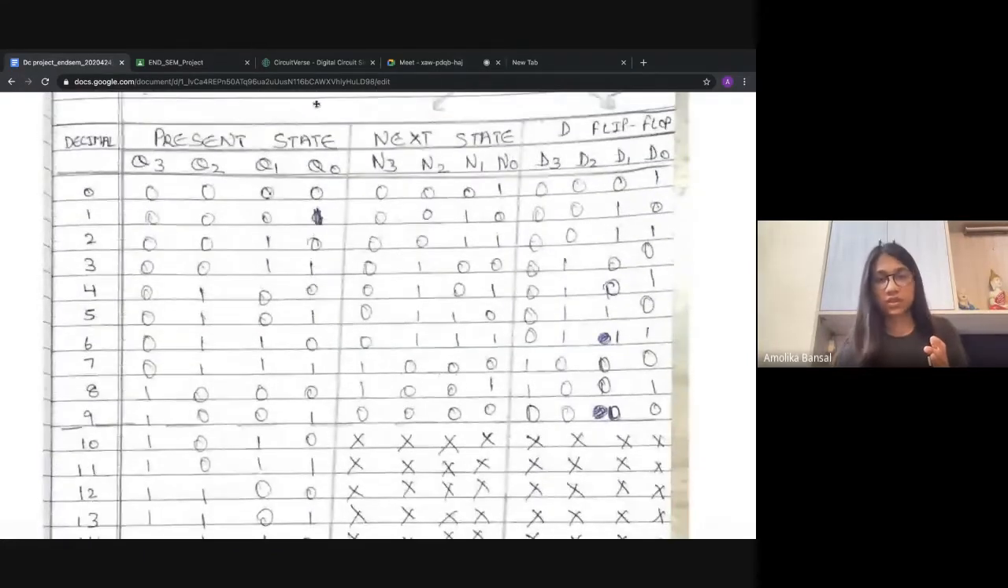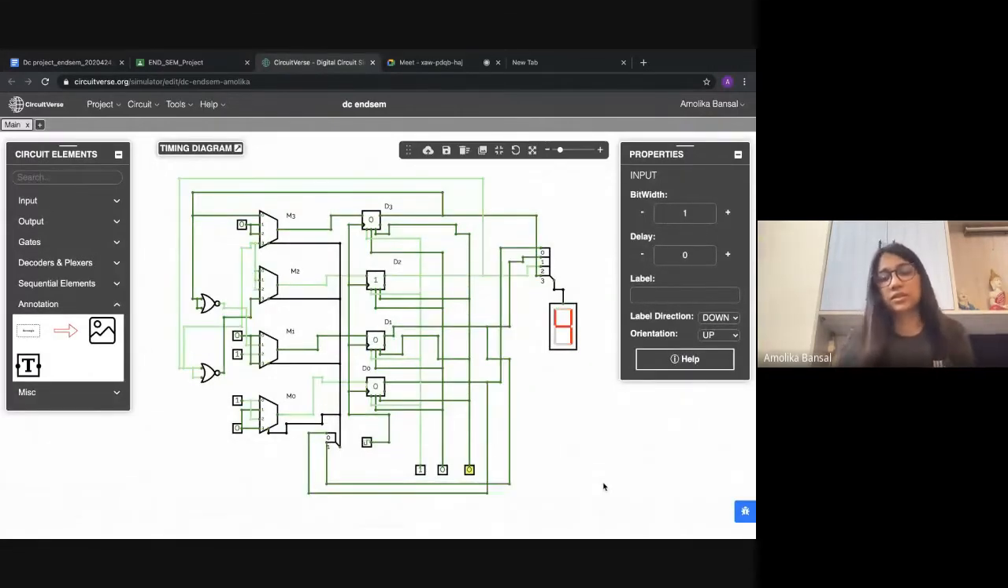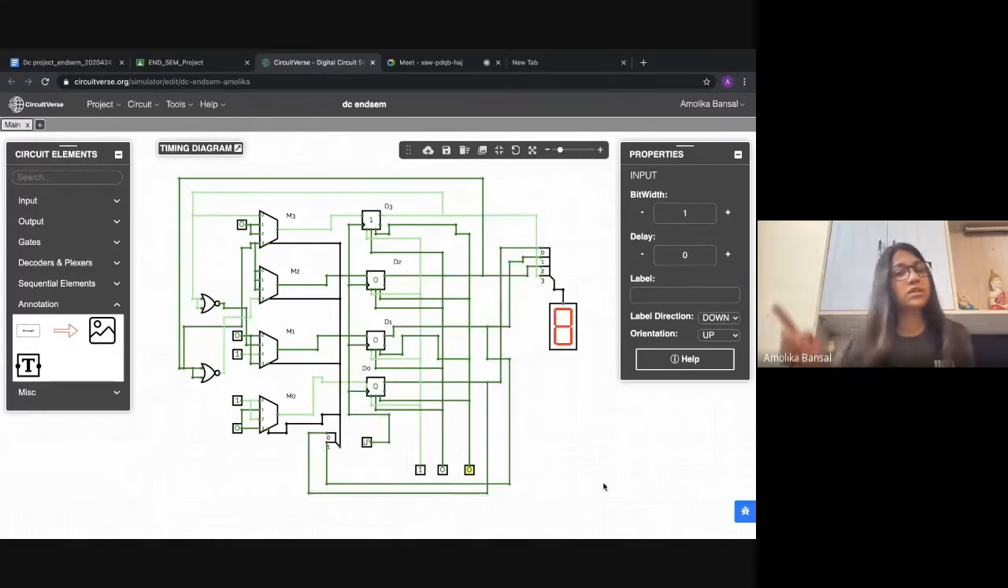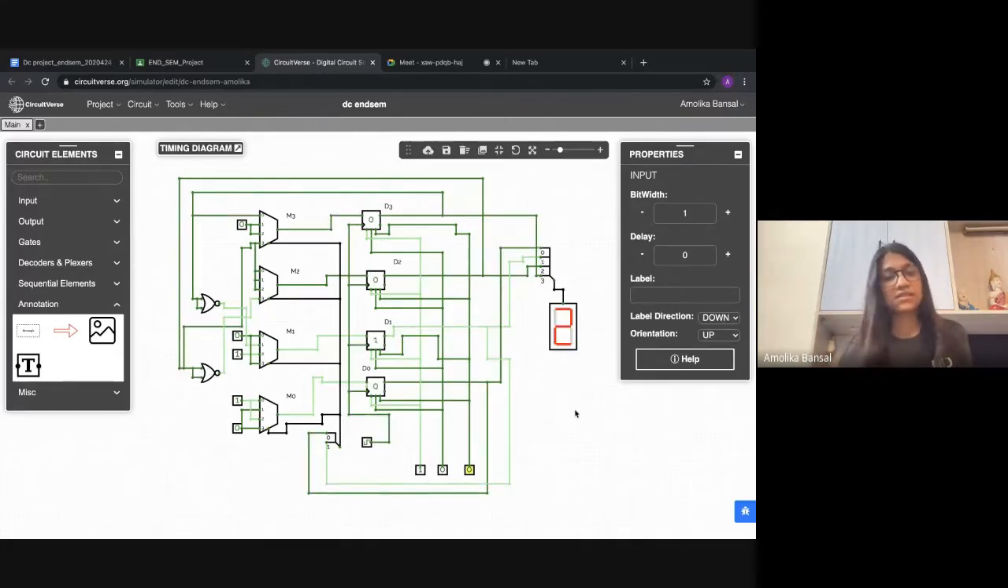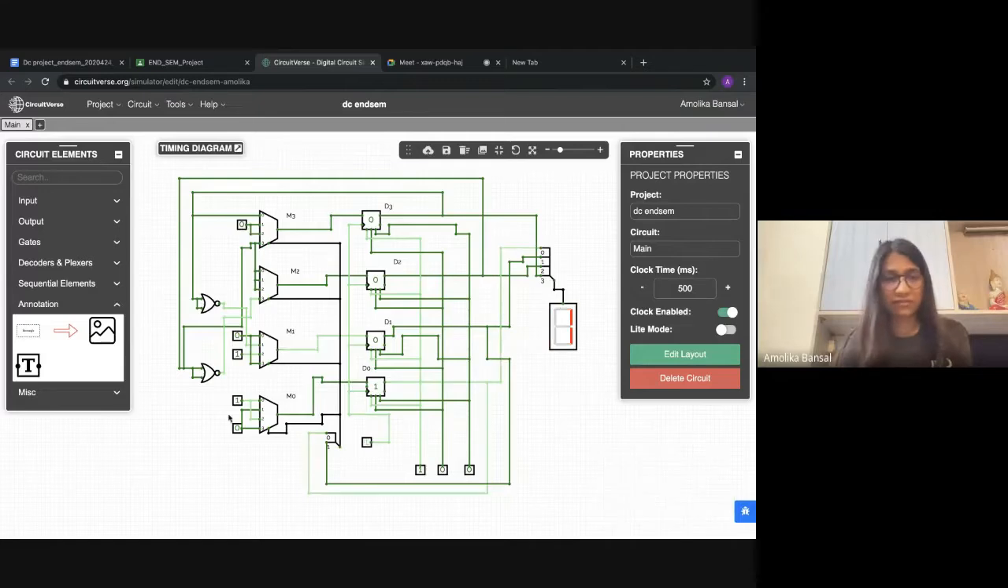Now let's go to the circuit boards diagram. So this is the circuit boards platform, and this is my circuit. And as you can see, my circuit works completely fine, because it is showing the up counting from 0 to 9, and then after 9 it goes to reset, that is, it goes to 0 and then it starts again. So this is perfect. For this, I've given inputs as derived from the K-maps.